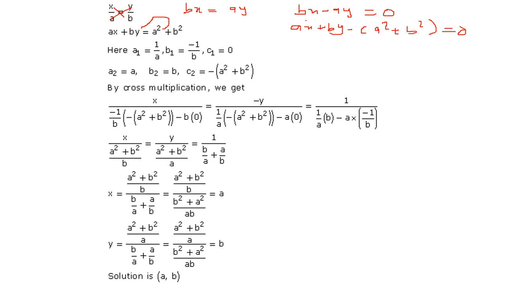So what will be your a1? B. A2 is A. B1 is minus A and B2 is B. And C1, because there is no constant, you can write 0. So C1 is 0 and C2 is minus A square plus B square. So when you cross multiply, this will be the result. And see, when you resolve it, A square plus B square, A square plus B square, and again here also you'll get A square plus B square. So this will get cancelled, BB gets cancelled, left with A. In Y, again this will get cancelled, A gets cancelled, so you will get only B. So X is equal to A and Y equal to B.